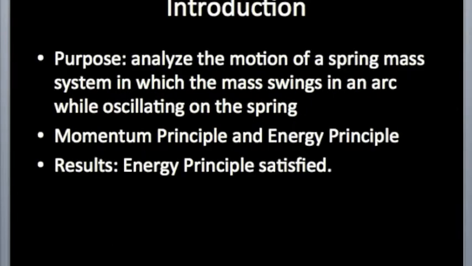Alright, so this is my Lab 4, the rope physics spring mass lab. The objective of this lab was to analyze the motion of a spring mass system in which the mass swings on an arc while oscillating on the spring. This lab was examined by applying two main principles, the momentum principle and the energy principle.